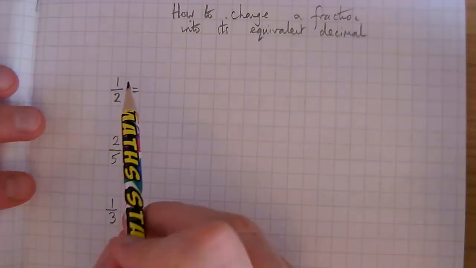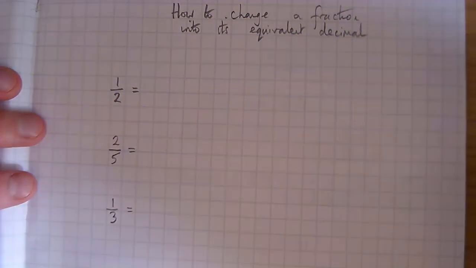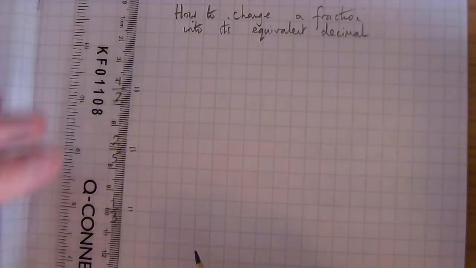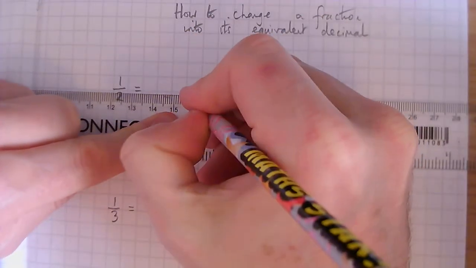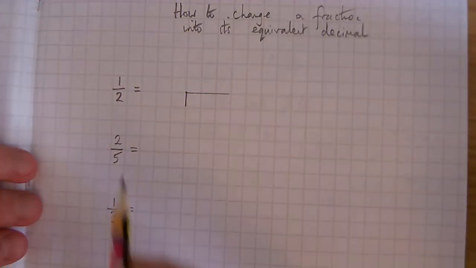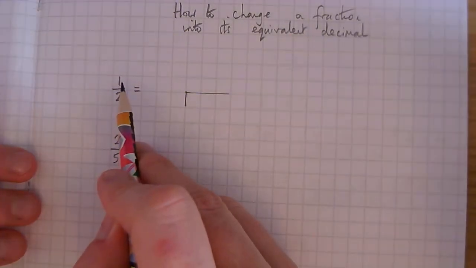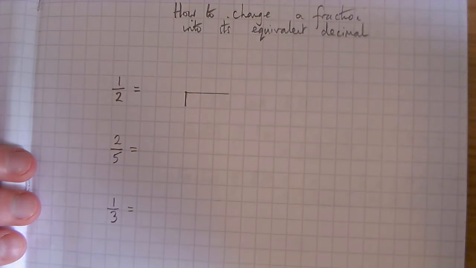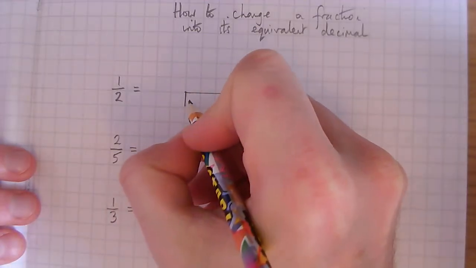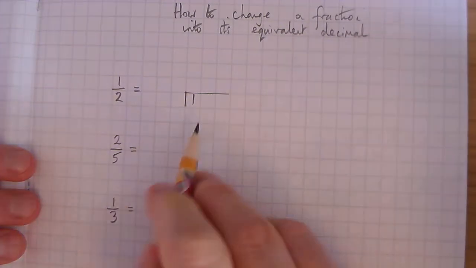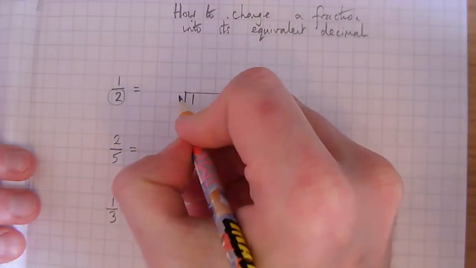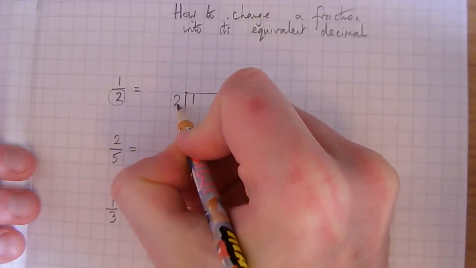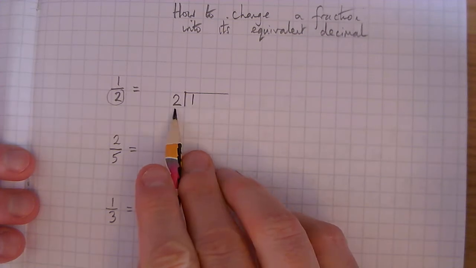We need to remember that this line here means divide. It's 1 out of 2. So all we have to do is some division and we can work out what a half is as a decimal. The numerator becomes the number that goes inside the bus shelter, and the denominator becomes the number that goes outside. So we do it like that.